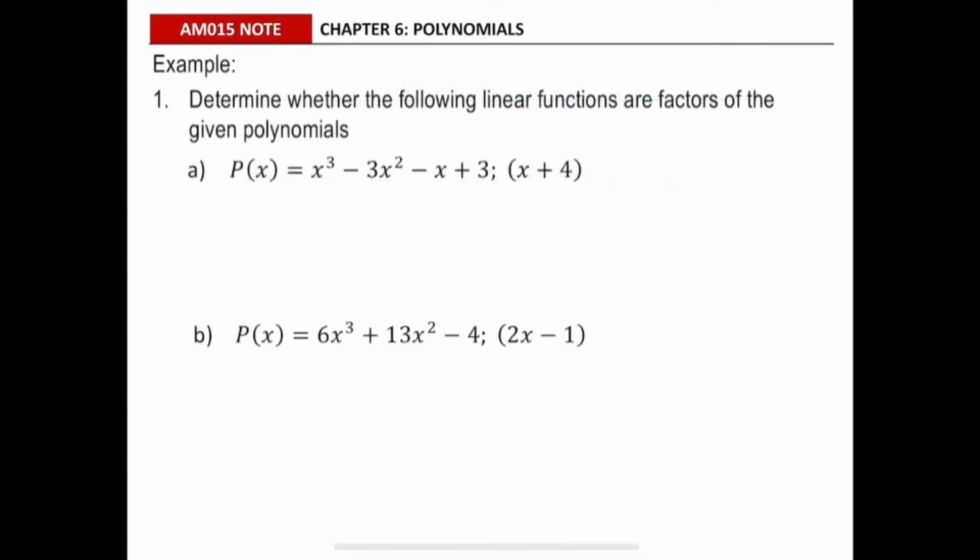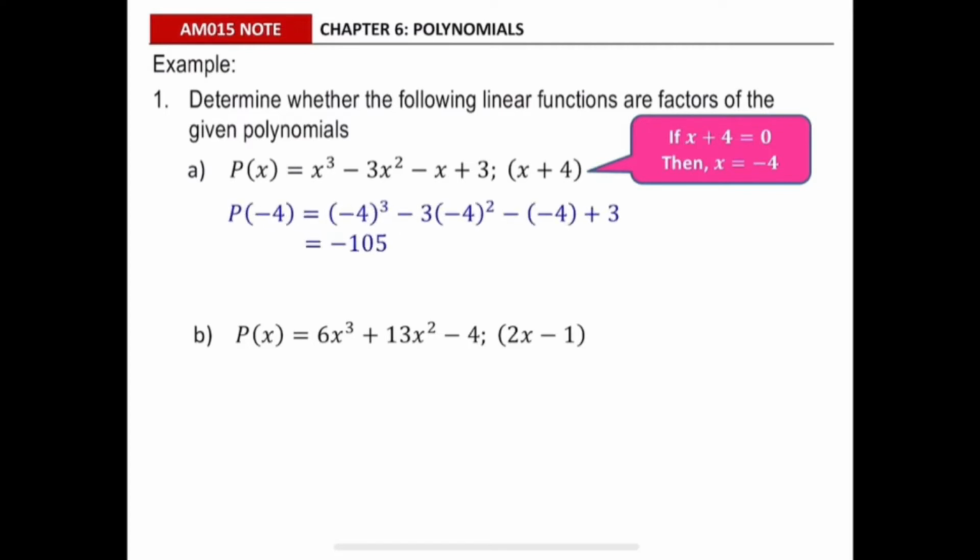Question 1 is, determine whether the following linear functions are factors of the given polynomials. To solve this, we must first find the value of x when the linear function or the divisor is equal to 0. For example A, the x value is equal to negative 4. Substitute negative 4 into the polynomial and we get the value negative 105. This means that x plus 4 is not a factor of P(x) because the remainder is not 0.